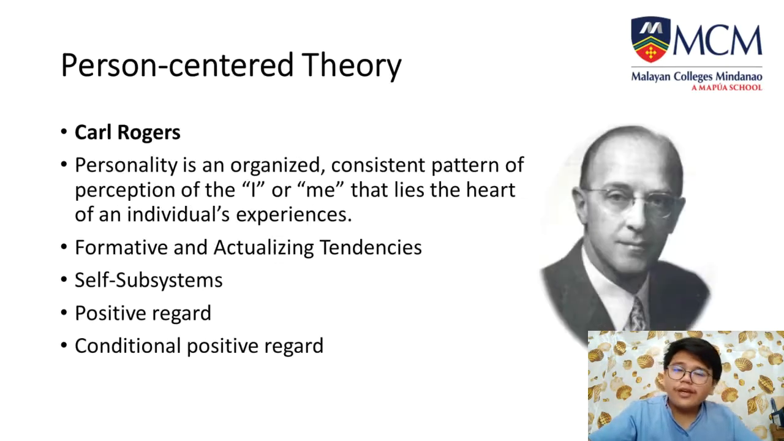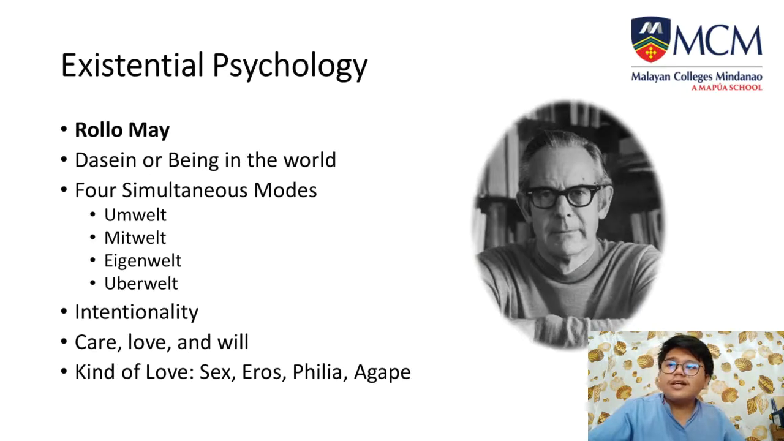Next, the person-centered theory of Carl Rogers. In the person-centered theory of Carl Rogers, he believed that personality is an organized, consistent pattern of perception of the I or me that lies at the heart of an individual's experiences. So here he expressed also the formative and actualizing tendencies, the self-subsystem, positive regard, of course, and the conditional positive regard. So, that's it.